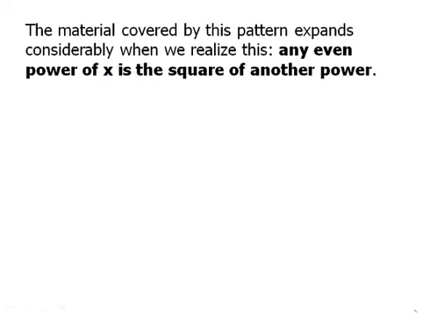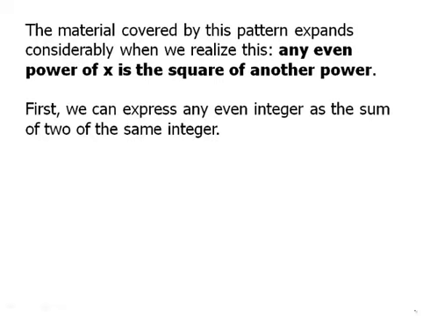The material covered by this pattern expands considerably when we realize this: any even power of x is the square of another power. So this is a big idea. First, we can express any even integer as the sum of two of the same integer. So of course, 10 would be 5 plus 5, 18 equals 9 plus 9. It's very easy to express any even integer as the sum of two of the same integer. And so this is helpful when we think of the sum of powers.